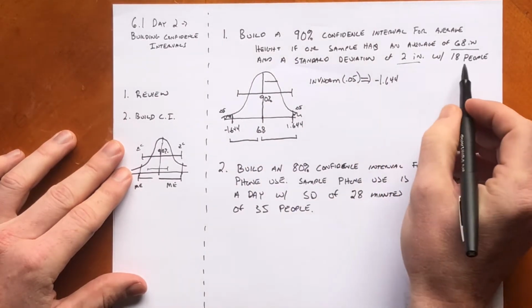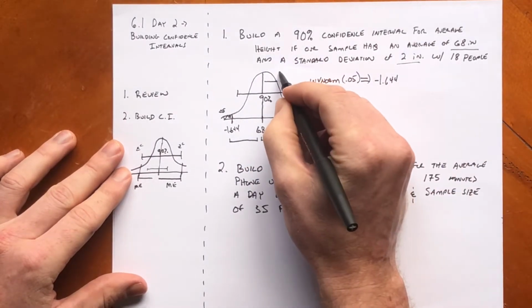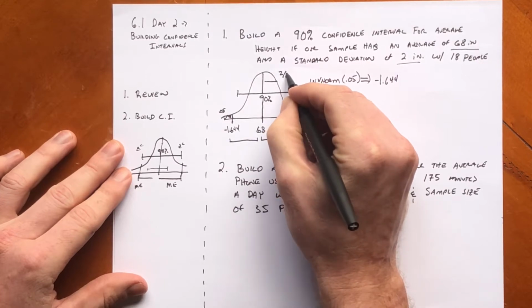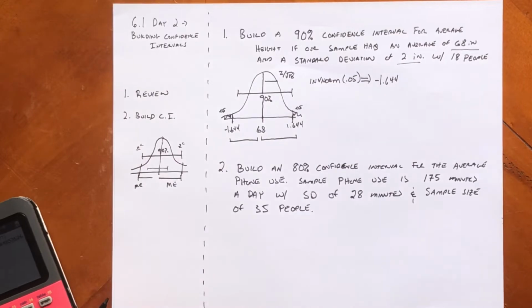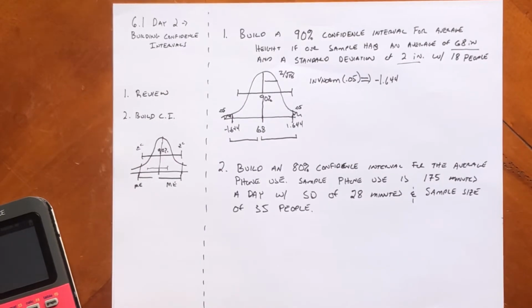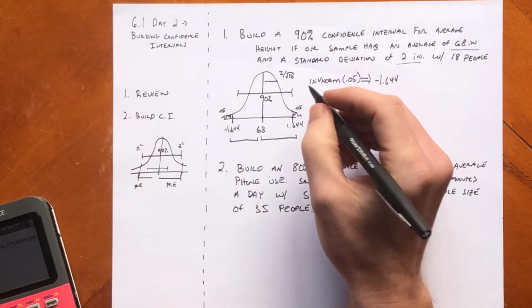Last thing we have to find is the standard deviation. So the standard deviation of each of the sample is 2, but then we have to divide by the square root of 18 because we're talking about the sample mean. So 2 divided by the square root of 18. So we get our standard deviation to be 0.47.